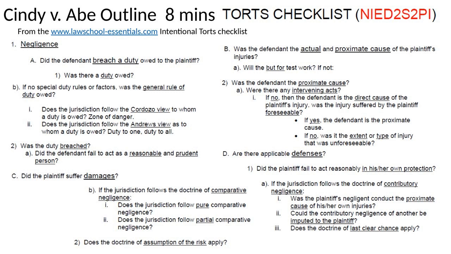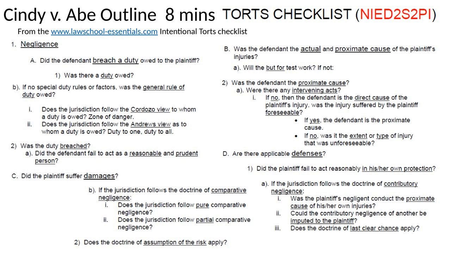Because Cindy was in that zone, the neighbor, she came and ran out. Did the defendant fail to act as a reasonable and prudent person? Well, you're going to have to see if Abe. I don't think Abe was reasonable in cutting down the tree when the dude was up there. And he knew that there was houses around.